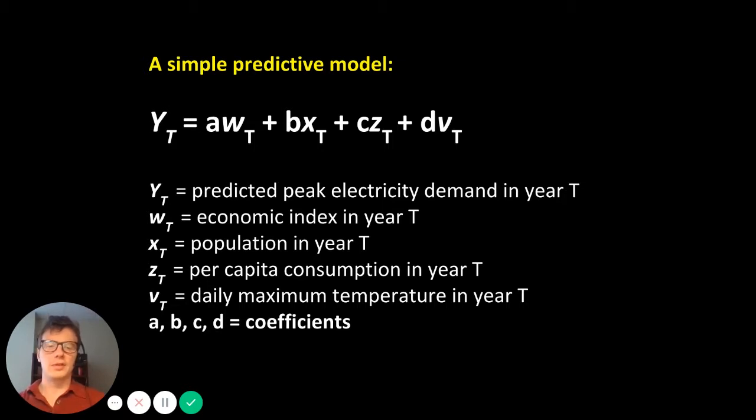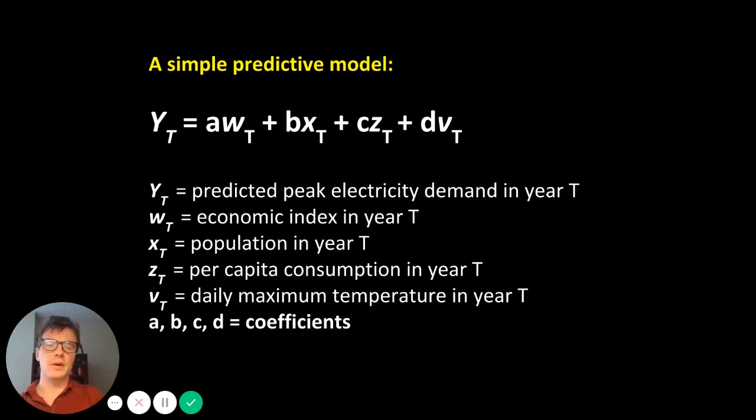So as population increases, generally we assume that peak electricity demand increases. Per capita energy consumption, or ZT. This has a direct relationship with peak electricity demand. So as per capita consumption increases, peak electricity demand increases as well. And then daily maximum temperature, VT, because so much of peak electricity demand is driven by heating and cooling needs, especially in the Southeast. We're going to say mostly cooling needs. In the middle of the summer, the value of the hottest temperature on the hottest day of the year is an indicator of what peak electricity demand is going to be as well.